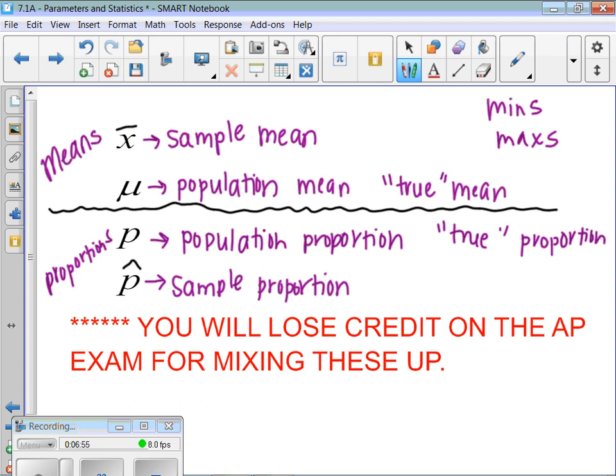Again, we typically don't know P and we typically don't know mu, right? We're going to use P hat to try to figure out P or X bar to try to figure out mu. You don't want to mix these up. Okay, if you mix up these symbols on the test, you will lose credit. Okay, so make sure you know these symbols. We'll be doing these a lot, so I'm pretty sure you'll get them down.